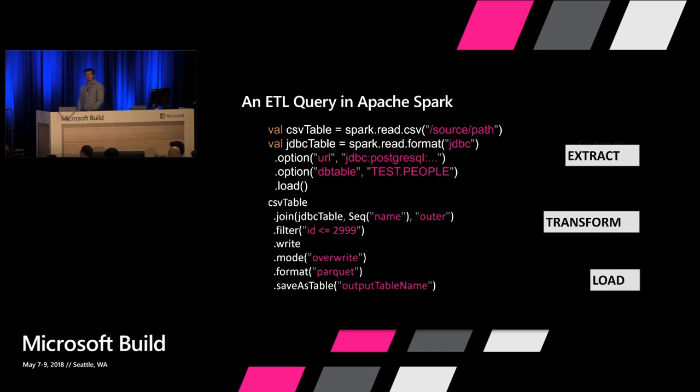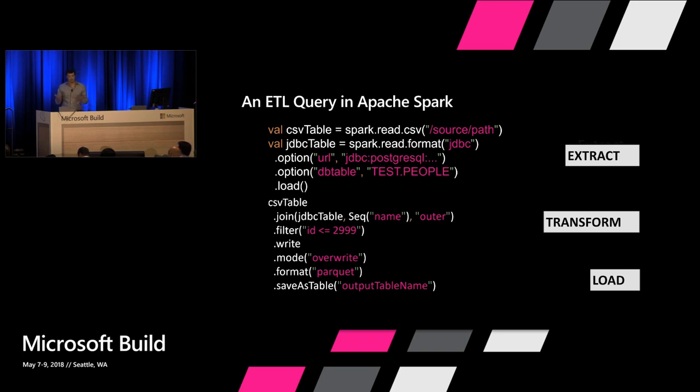But this one's a little bit more complicated, but still you can do all of this in like, what do we have, 10 lines here. In this case, we're connecting to two different tables. We have a CSV table, and we're connecting to a JDBC path. It's like a PostgreSQL table.